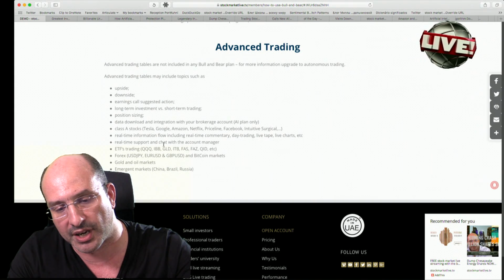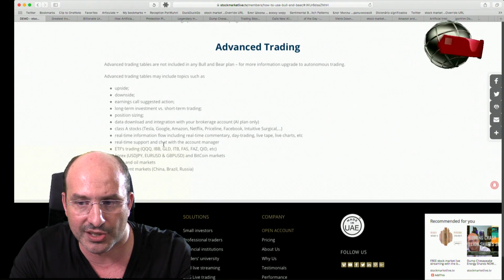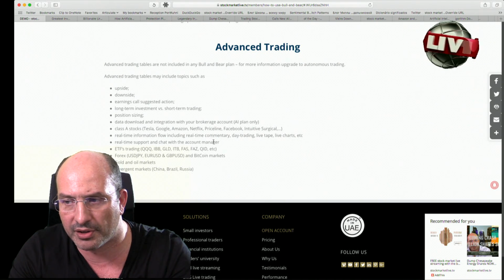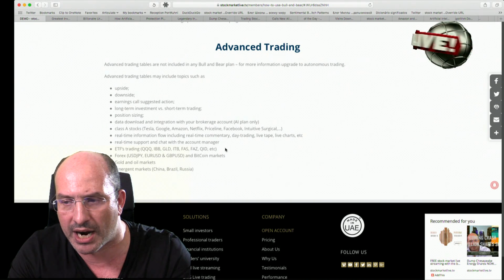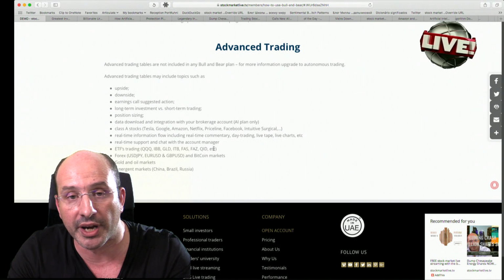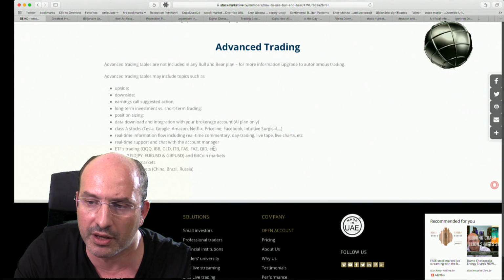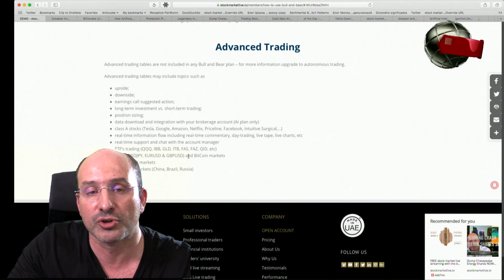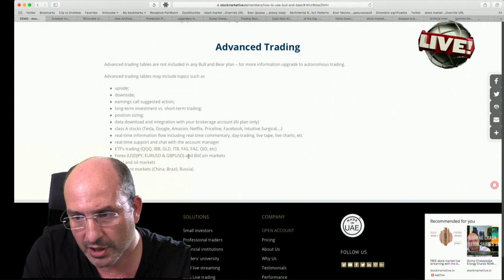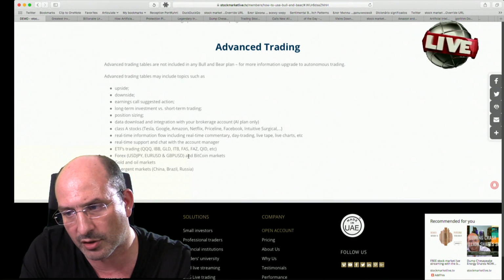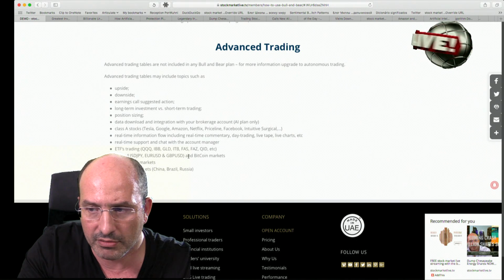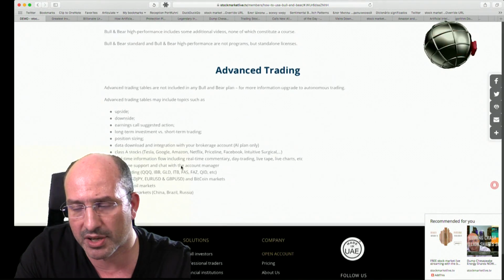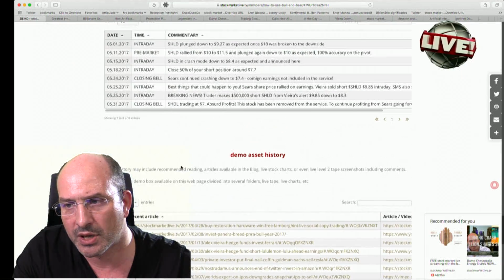Obviously, after a certain level, you can continue here with real-time information flow, including real-time commentary, day trading, live tape, live charts, real-time support and chat with your account manager. For example, you have it in Autonomous Trading, in Bull and Bear platform you don't have it, and so on. ETF trading, okay, this is probably the most critical feature of the whole service. This is only available in the Artificial Intelligence Autonomous Trading program. Forex markets, okay, Bitcoin, also the same. Gold and oil markets, emerging markets, China, Brazil, Russia are some examples, right?